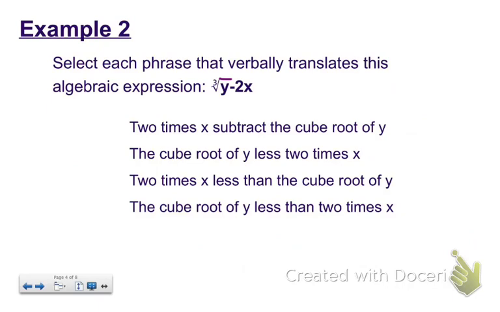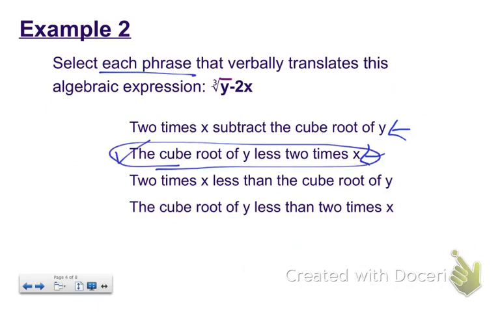Example 2. Select each phrase that verbally translates this algebraic expression. Okay, so remember, this tells me that I'm going to be picking more than one. So the cube root of y minus 2x. So 2 times x, subtract the cube root of y. That is backwards, so that's not right. The cube root of y less 2 times x. Okay, that is going to be one that we pick.